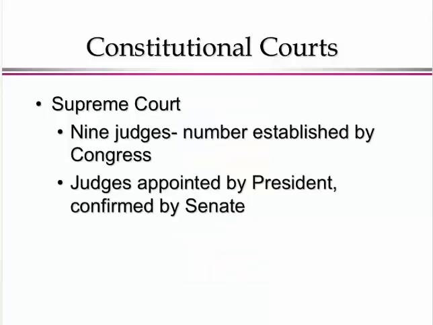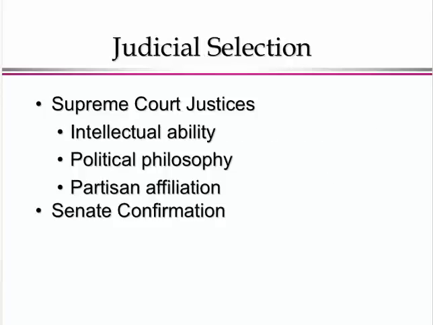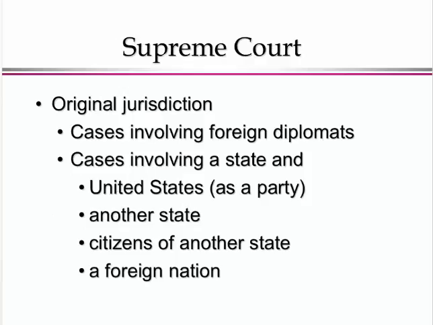The Supreme Court consists of 9 judges, and it is the Congress that establishes the number of judges. That is not established in the Constitution. They are appointed by the President, confirmed by the Senate. Judges tend to be picked on the basis of their political philosophy, their intellectual ability, and to some extent their partisan affiliation, and it requires Senate confirmation.